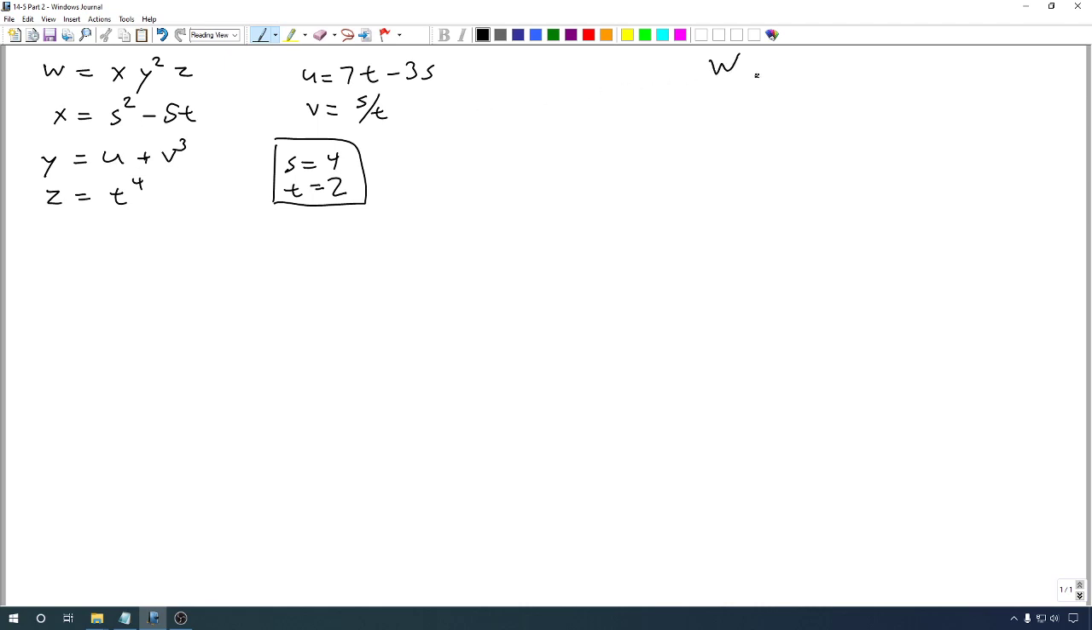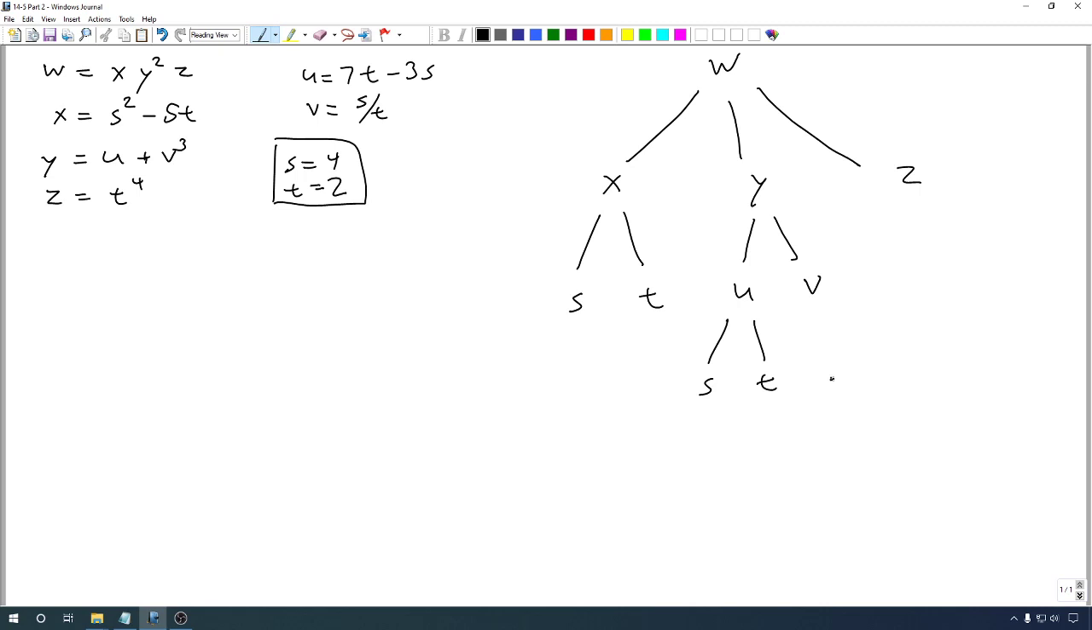So on top, we have w. W depends on x, y, and z. There's a direct dependence on those three variables. X depends on s and t. Y depends on u and v. But then u and v both depend on s and t. So they will get a copy of s and t at the bottom.